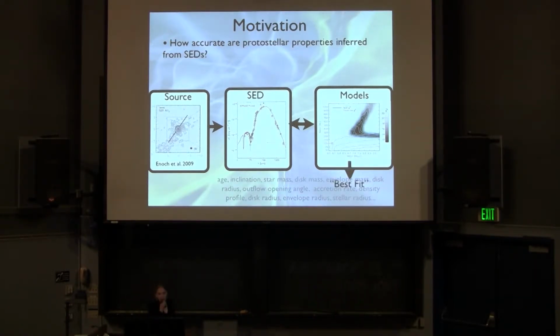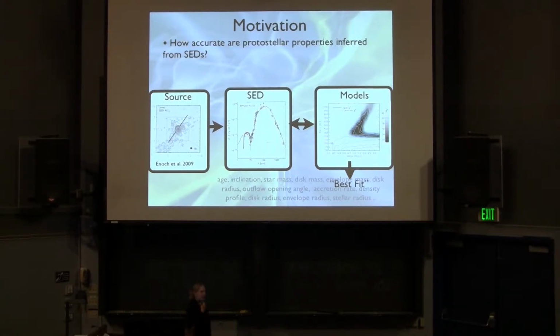And then if you do this and find a best fit model among all of these models, you can then try to infer a whole range of properties. So these include the age, the inclination of the source, the stellar mass, disk mass, envelope mass, disk radius, outflow opening angle, accretion rate, density profile, envelope radius, and stellar radius. So there's a whole lot of evolutionary parameters and gas parameters that are really rolled into one particular 1D function.